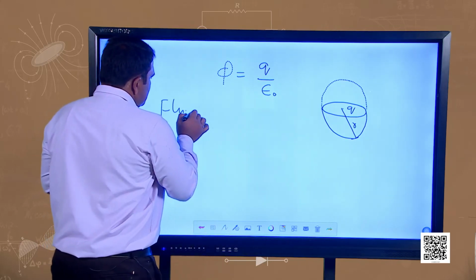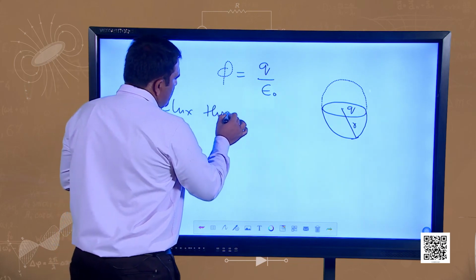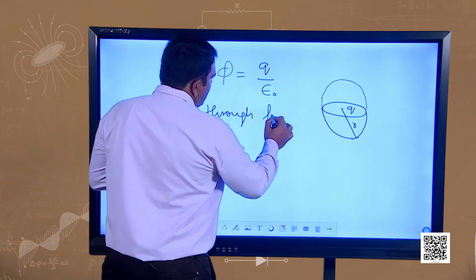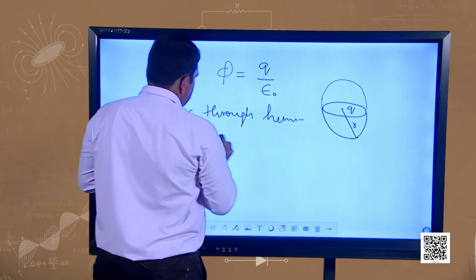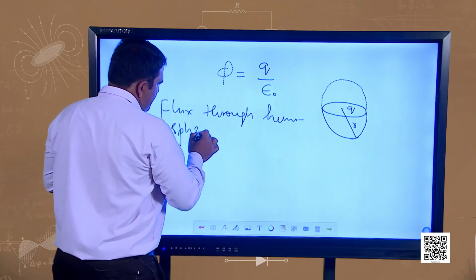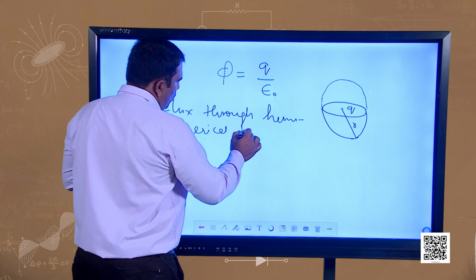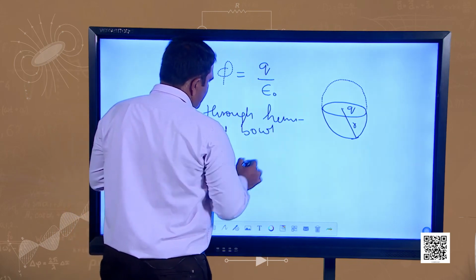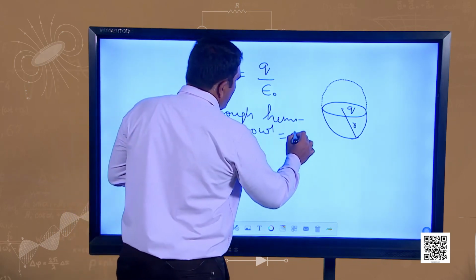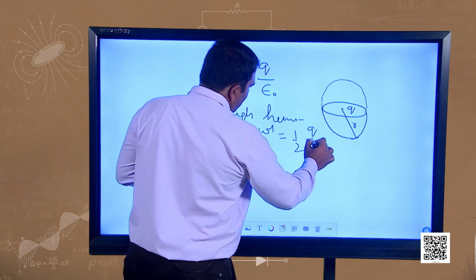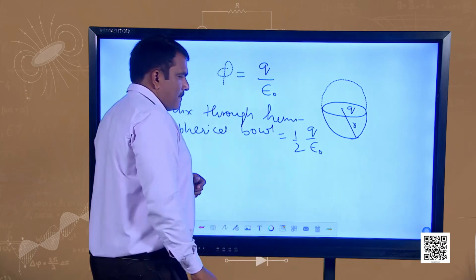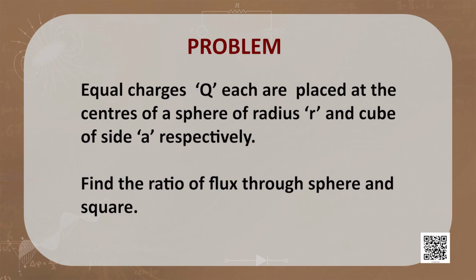So, flux through hemispherical bowl is equal to half of q by epsilon naught. Let us have another problem.